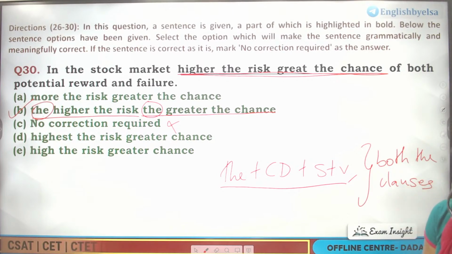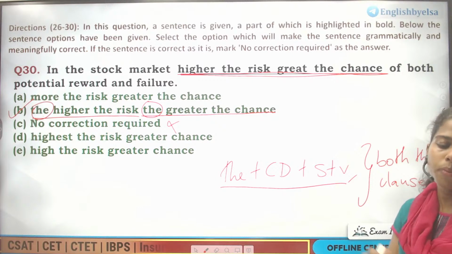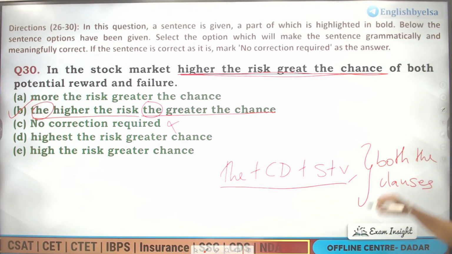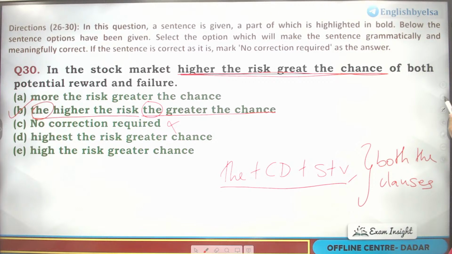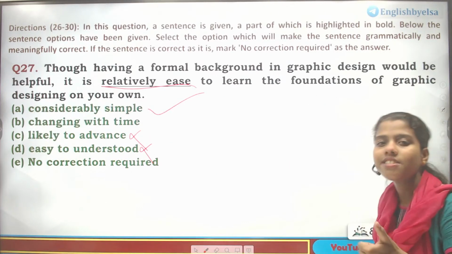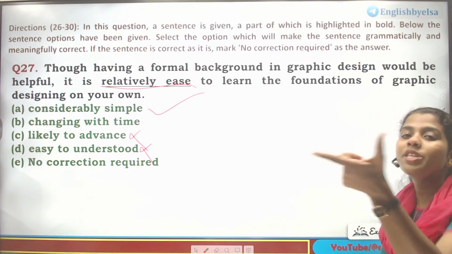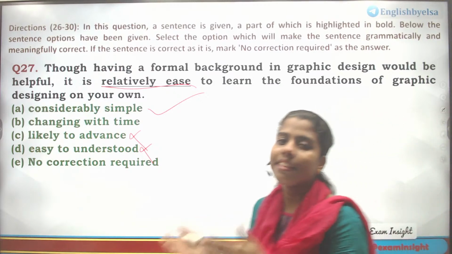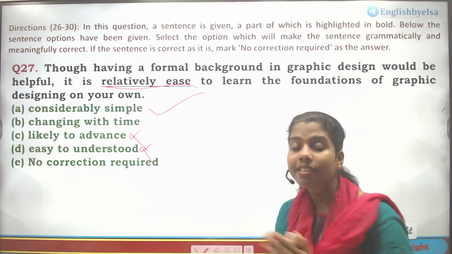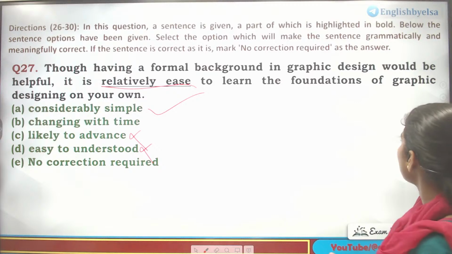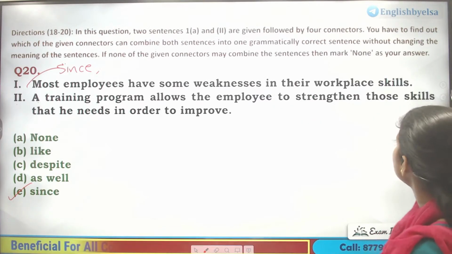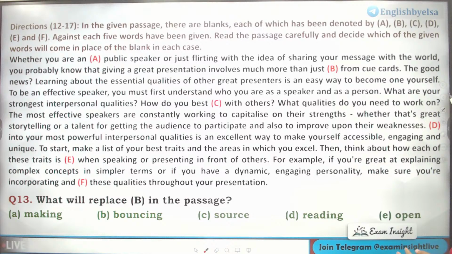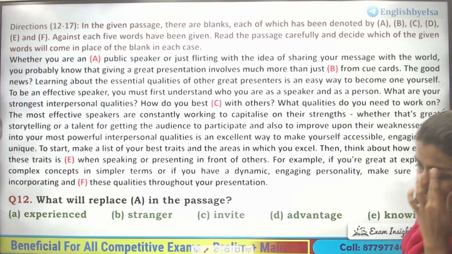In the stock market, the higher the risk, the greater the chance of both potential reward and failure. Yes. Now let's go back. We remember that we have left out the cloze test as well as the passage. From these two, which will you choose? I will choose the cloze test because that takes much less time to solve than the passage. For the passage, you have to read the whole passage, then go on to the questions. Before that, we will solve the cloze test. This is also the approach you have to follow. Yes, the cloze test starting with question number 12. This is the one.